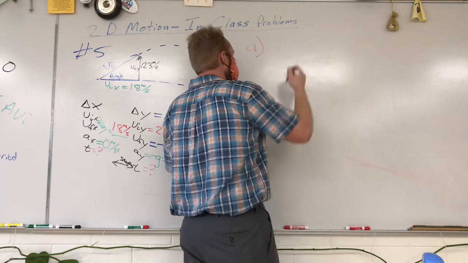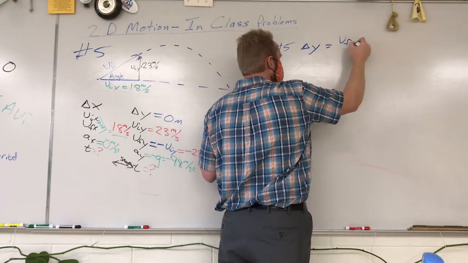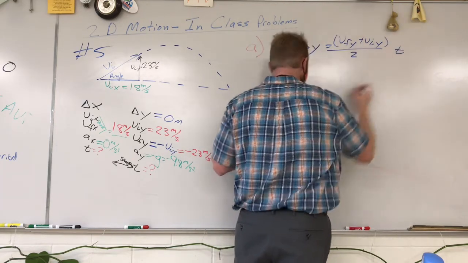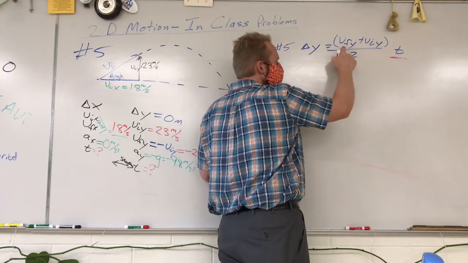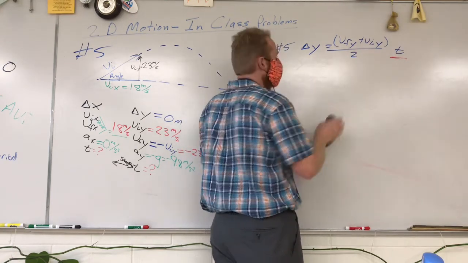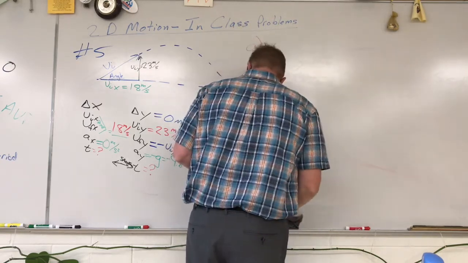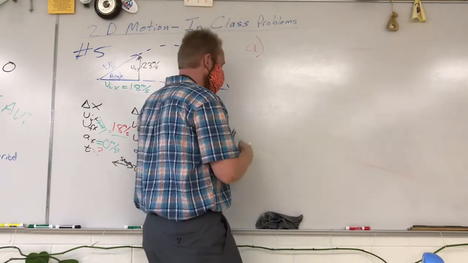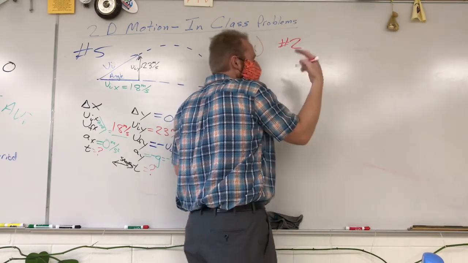You could do equation number 5. You could say delta y is equal to (VFY plus VIY) divided by 2 times t. And you could solve for t, because you know delta y is 0, you know this is negative 23, you know this is 23. That's fine, you could. You cannot use equation number 4, because equation number 4 doesn't have time in it. So that's not a choice. So I'm going to use equation number 2, but you could use 3, you could use 5.